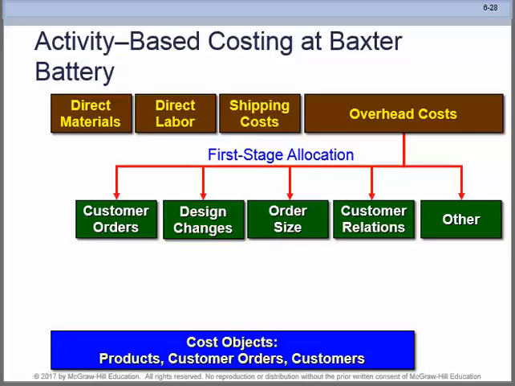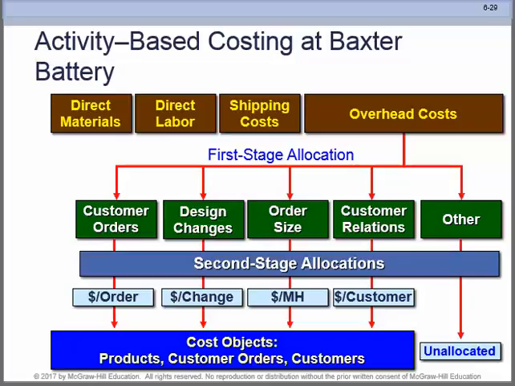All right. So the next piece is going to be assigning overhead costs to cost objects, and this is what's known as a second stage allocation. The first was putting it into the different buckets: customer orders, design changes, order size, etc. Now we are going to figure out what's the cost object. If you take a look at the bottom of this slide, our cost objects are products, customer orders, and customers.